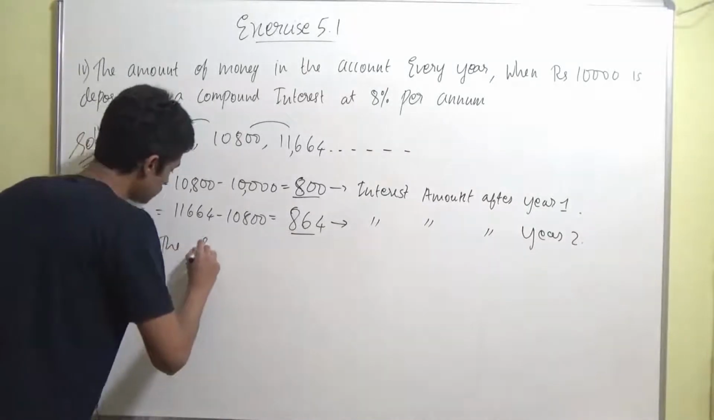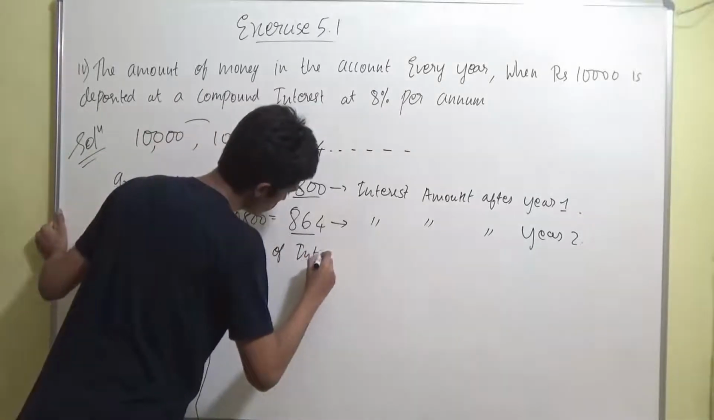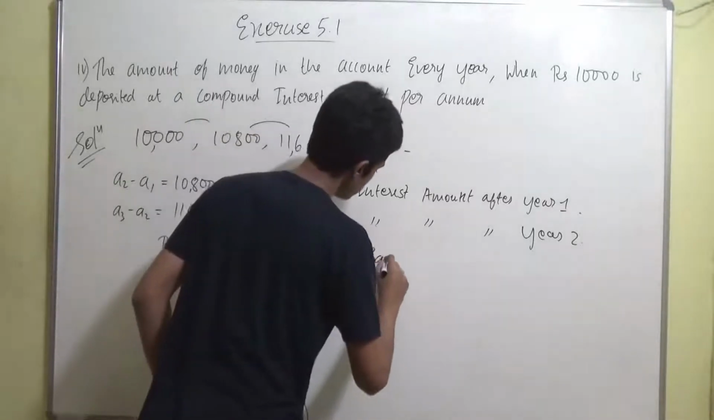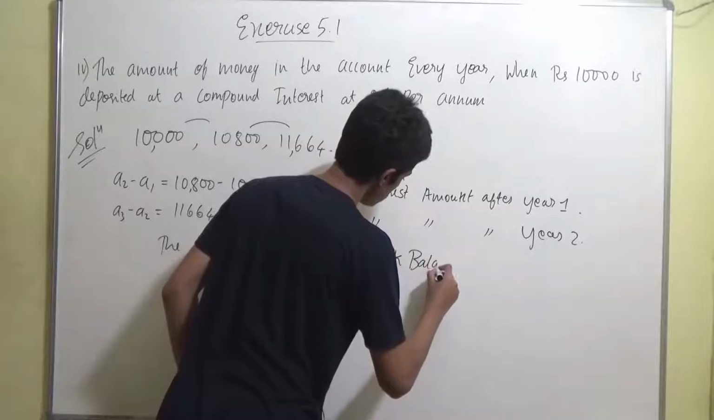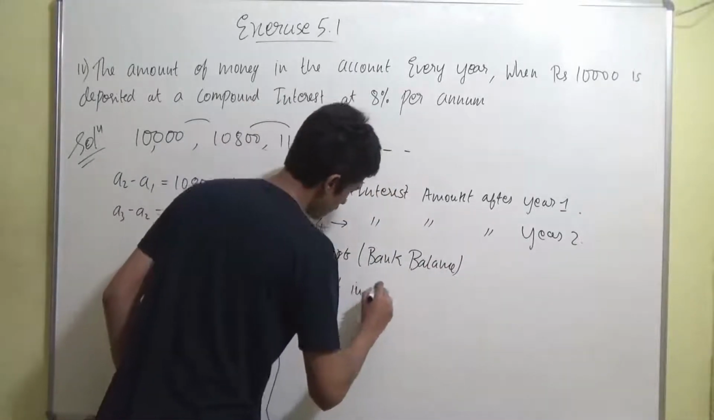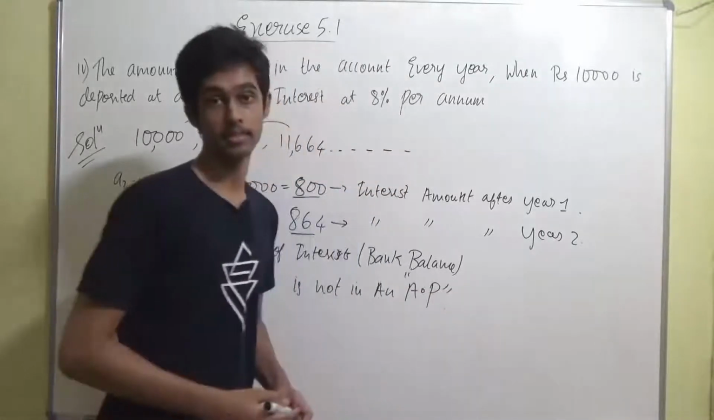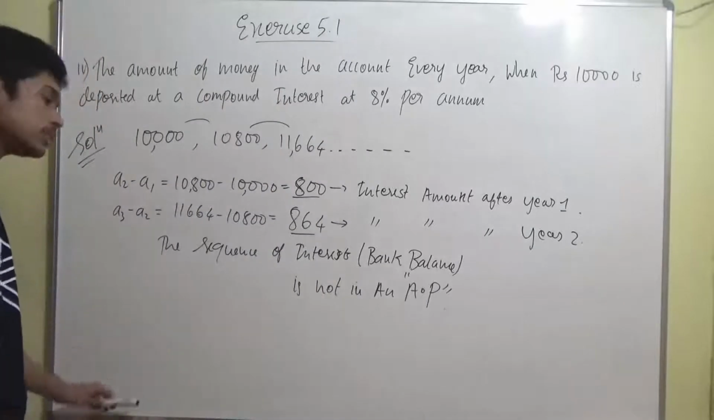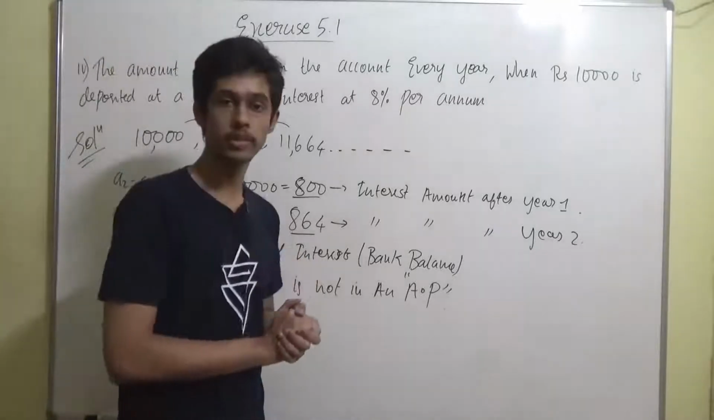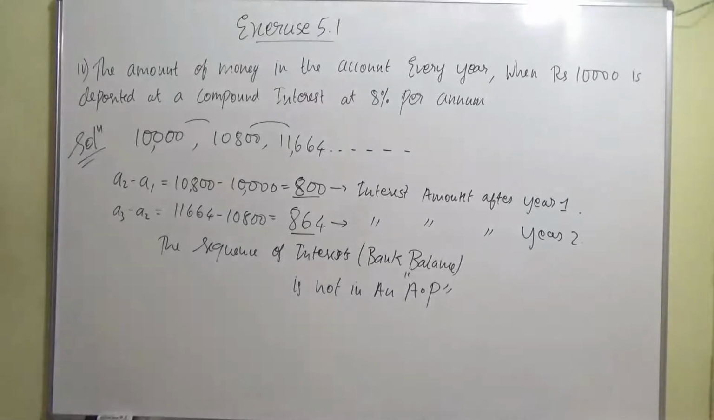The sequence of interests or bank balance is not in an arithmetic progression. That's it, guys. This is the end of your first question. We solved 4 sub questions in the first question. Now after this, let's go to the second question of your exercise, guys, right? You can take the screenshot now.